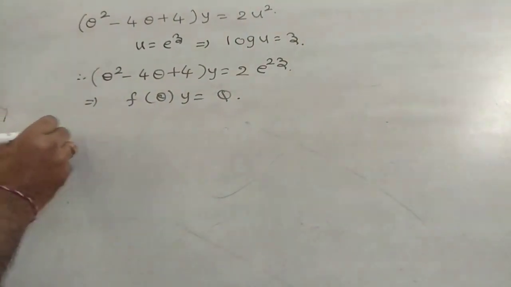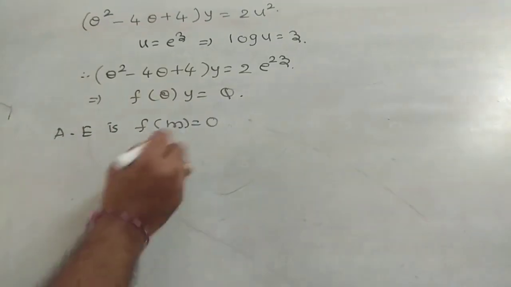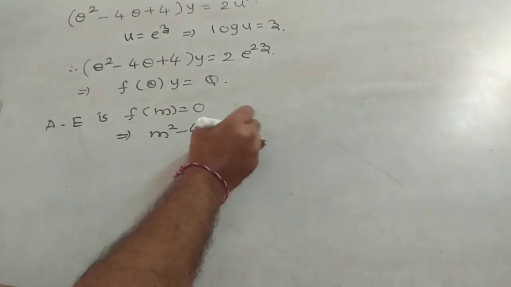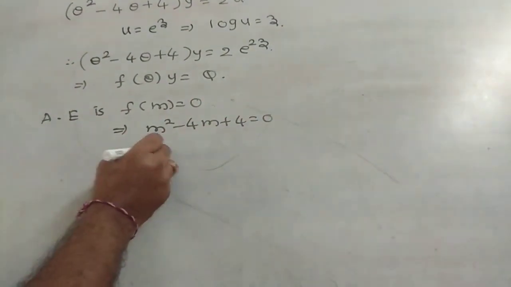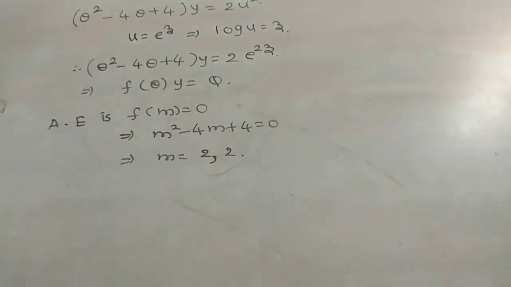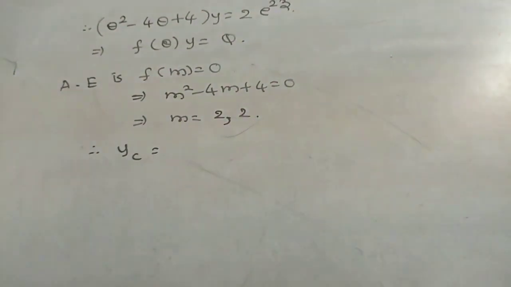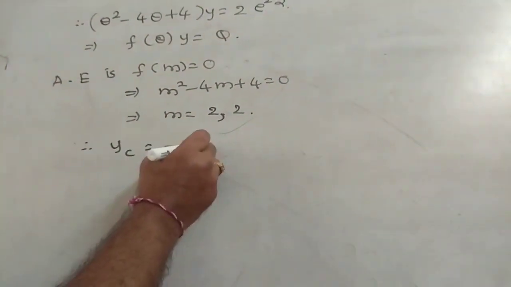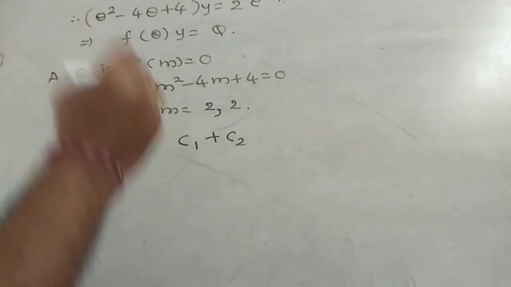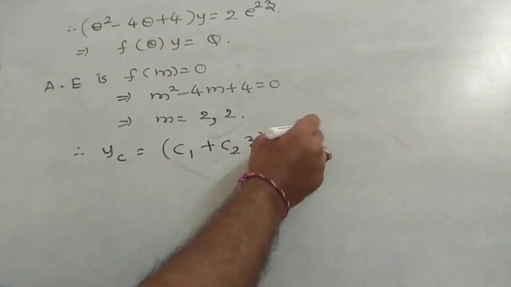So by that you just find out the auxiliary equation, f of m equal to 0. So this implies m square minus 4m plus 4 equal to 0. So by that you are getting the m values. It is 2, 2. So roots are real and repeated. So therefore you are writing yc equal to, what about the formula now? C1 plus C2 into x we should write. But everything is converted into z. So z into e to the power of 2z.